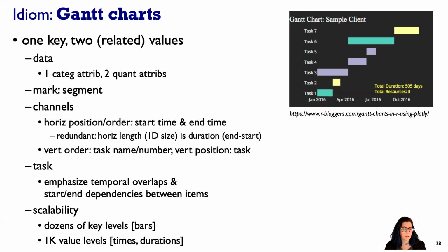From a scalability analysis point of view, we can probably have dozens of bars because we do actually need these to be typically long enough that we can get some sense of reading off those durations. And the number of levels we could have across horizontally, well, it's about 1,000 with our 1,000 pixels. So we can go all the way down to a 1 pixel level with the times or the durations.